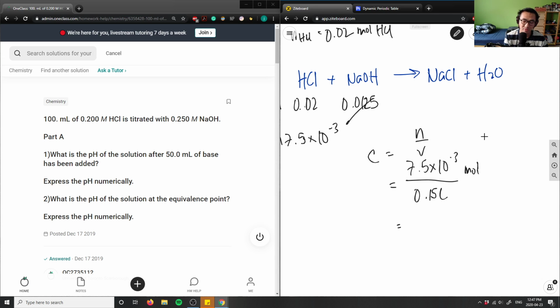And then we simply have to divide 7.5 times 10 to the negative 3 by 0.15, and we would get 0.05 molar as our concentration of HCl. So let me just double check this: 7.5 times 10 to the negative 3 divided by 0.15.